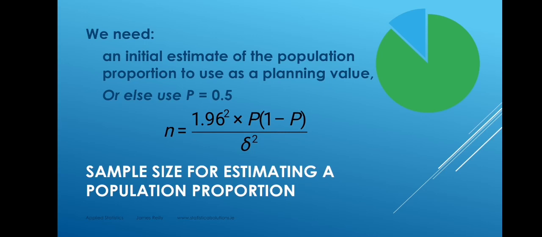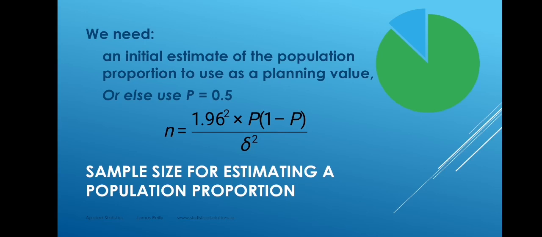Now, we need to have an initial estimate of the population proportion. I know this is strange because the population proportion is the thing we're trying to estimate. And even before we try to estimate it, we need to have some idea of what it is, because that will help us identify the correct sample size.